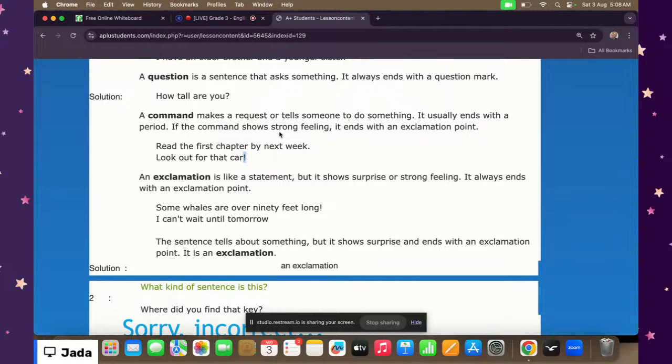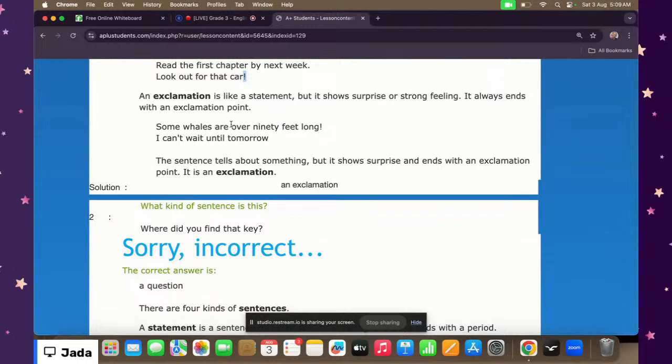An exclamation is like a statement, but it shows surprise or strong feeling. It always ends with an exclamation point. So now an exclamation is just like the statement that we said up above, but it shows surprise or strong feeling. So when someone makes a statement in a very surprising way, or with a very strong feeling, it ends with an exclamation point.